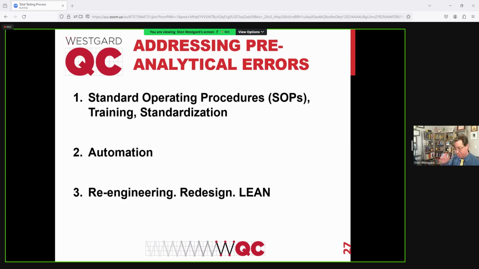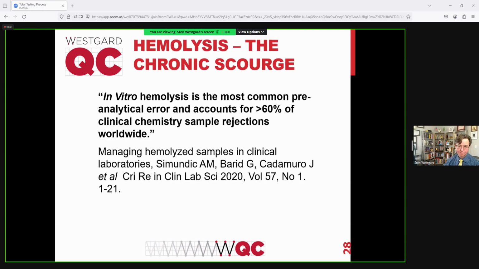I'm not going to spend time talking about lean because you can find that in many, many places. Sorting out your closets and building Kanban and all that stuff. There are lots of people offering lean. To try and make it a little more specific, I'm going to go after one of the biggest, some say the biggest pre-analytical error source, and that's hemolysis.